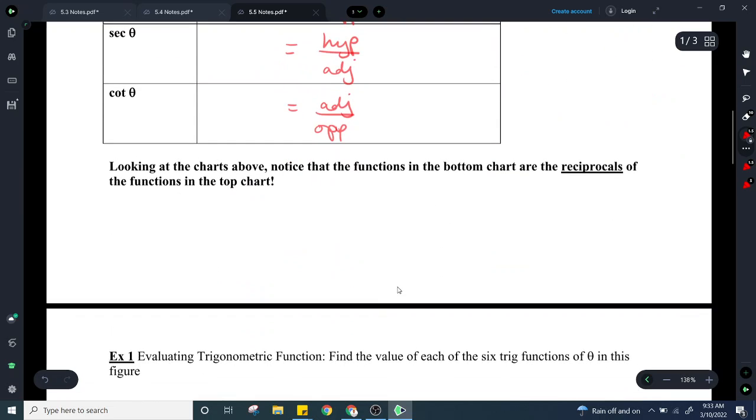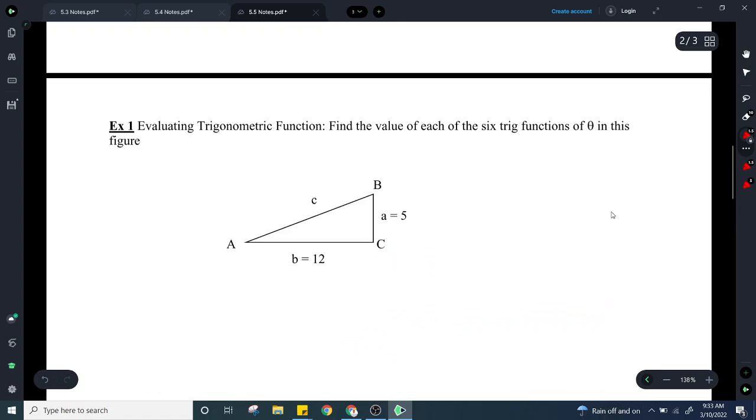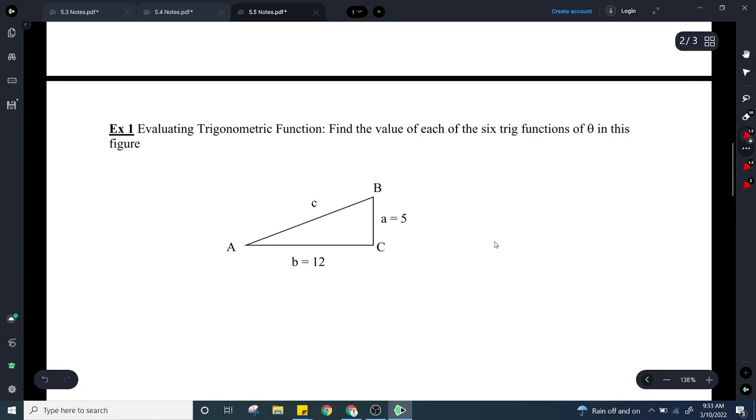Okay? All right, so let's look at the example here. It says evaluate trig functions, find the value of each of the 6 trig functions of theta in this figure. Now, they didn't label theta, and they really should have.